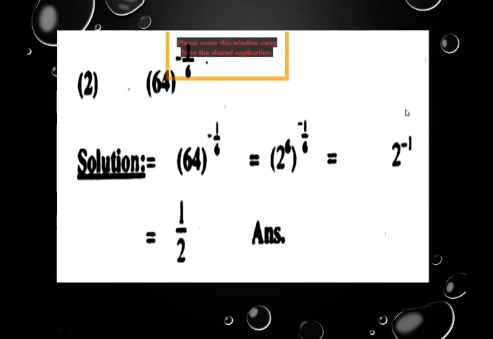So what does 2 to the power minus 1 mean? We have already discussed that whenever we have a negative exponent on any base, the position of the base will be inverse. So 2 to the power minus 1 means the actual position of 2 is in the denominator. So 2 to the power minus 1 can be written as 1 over 2.